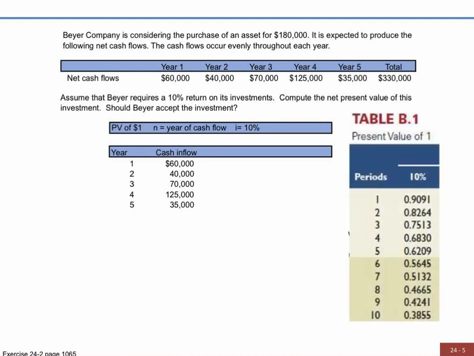So we'll take a little segment of the table. We'll show you the whole table shortly, but this is just the segment that's going to be relevant for this exercise. We're looking at periods 1 through 10. We only really need periods 1 through 5, and 10% for the return that's required. So if we look at period 1, 10%, we'd have 0.909.